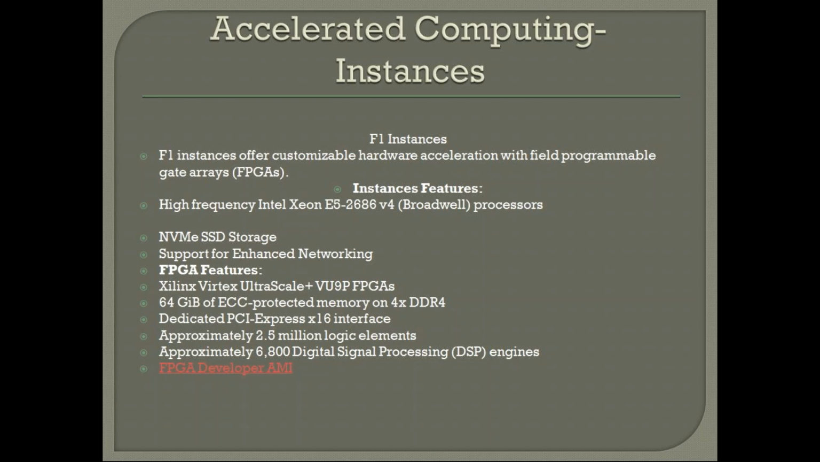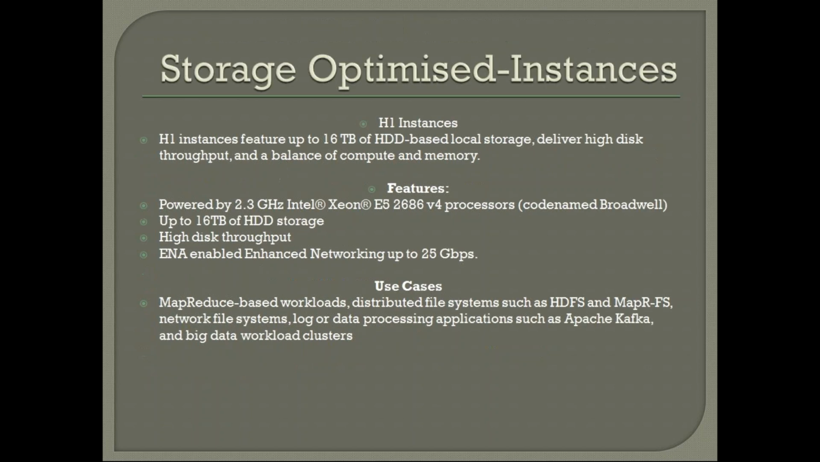And what are the features of the FPGA? Xilinx Virtex UltraScale+ VU9P FPGAs are used, with 64 GB of ECC protected memory in 4x DDR4. DDR4 is one of the latest RAM types used. There is a dedicated PCI Express interface, approximately 2.5 million logic elements, and approximately 6,800 digital signal processing (DSP) engines.